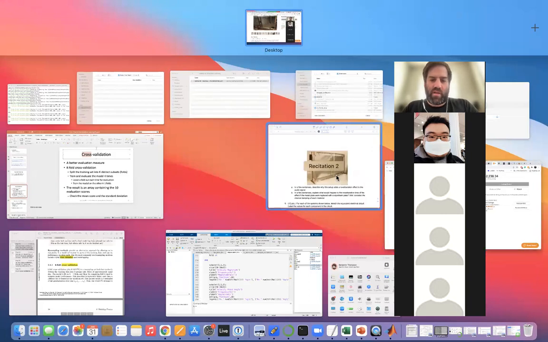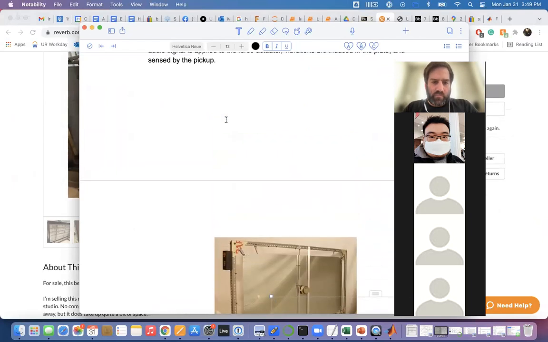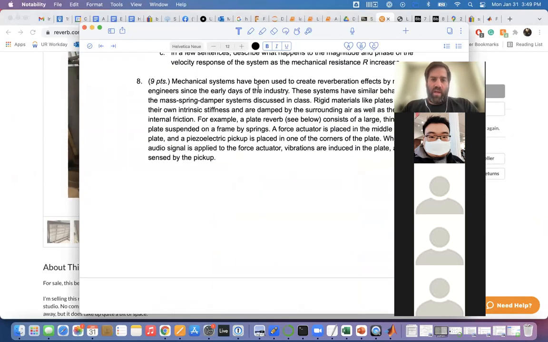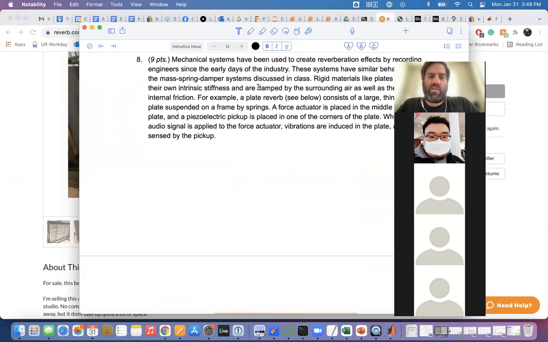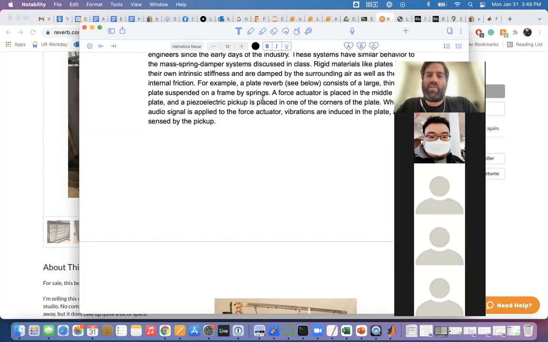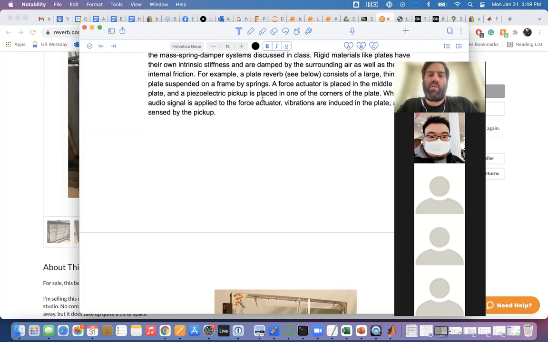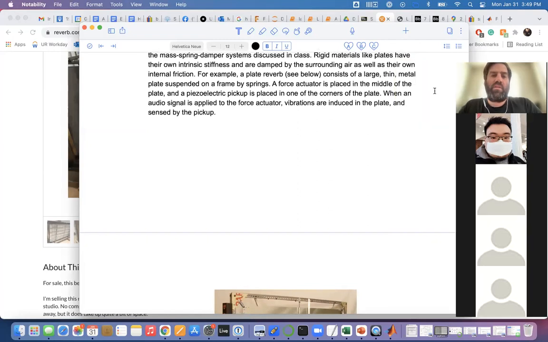And the question here is, mechanical systems have been used to create reverberation effects by recording engineers since the early days of the industry. These systems have similar behavior to mass spring damper systems discussed in class. Rigid materials like plates have their own intrinsic stiffnesses and are damped by surrounding air as well as their own internal friction.